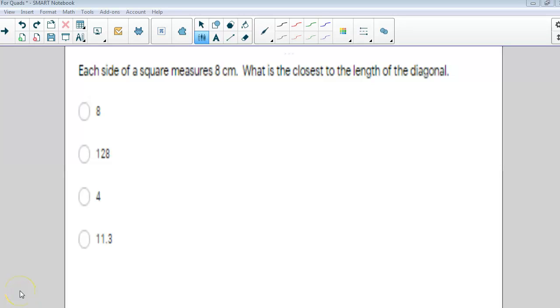Question number 8 tells us that each side of a square measures 8 centimeters, and it wants to know what is the closest length to the length of the diagonal.